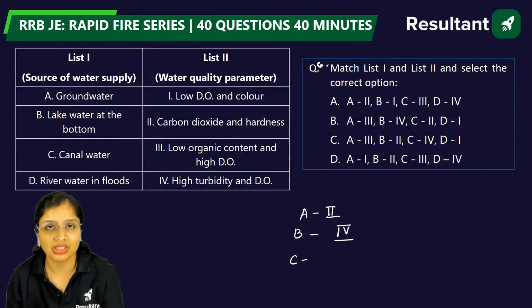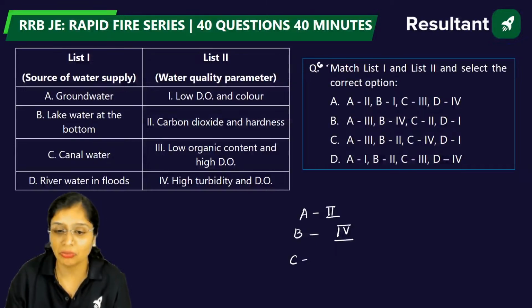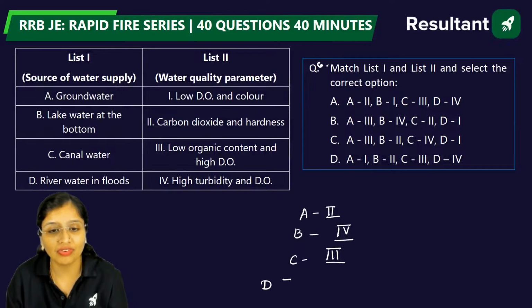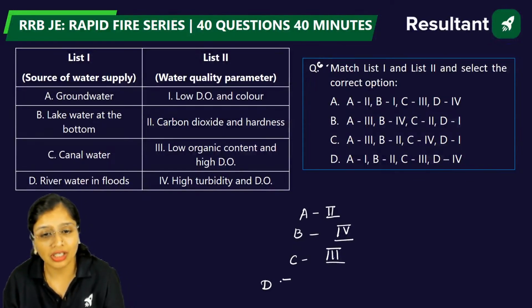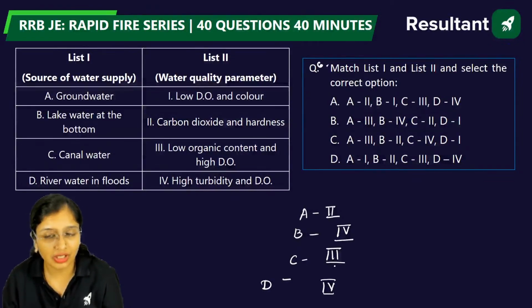Okay, talking about canal water, what is it? Obviously it is exposed to the atmosphere, so the organic content in that will be less and the dissolved oxygen will be more. So C is 3. And last is river water in floods. So in floods, what will happen? See, you will get confused. Here also you can say 4, here also you can say 4.